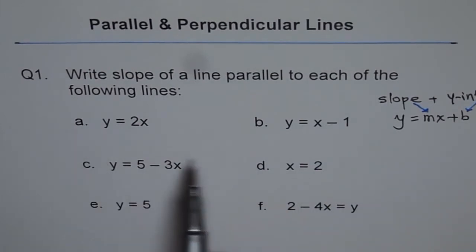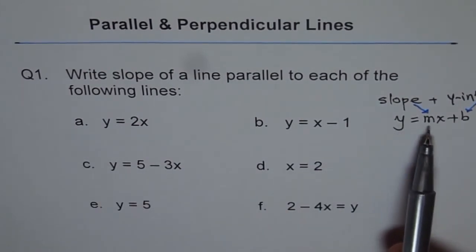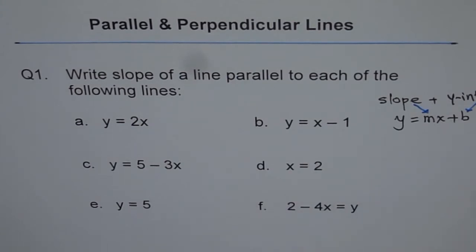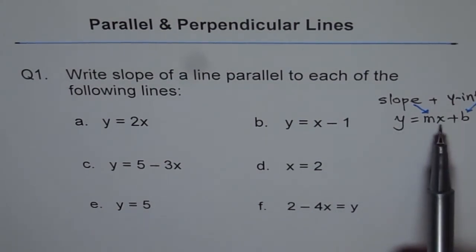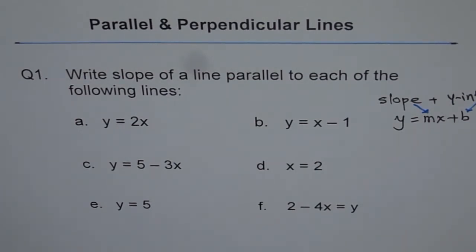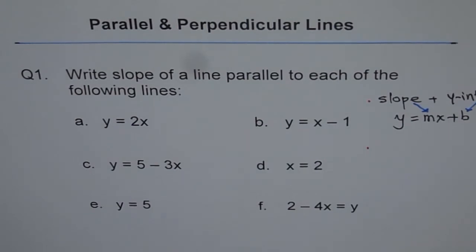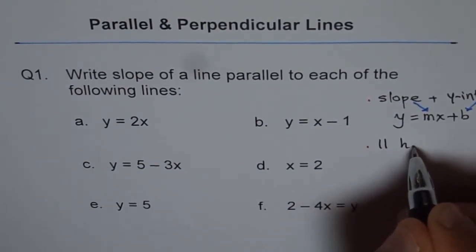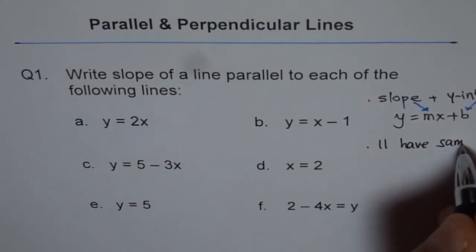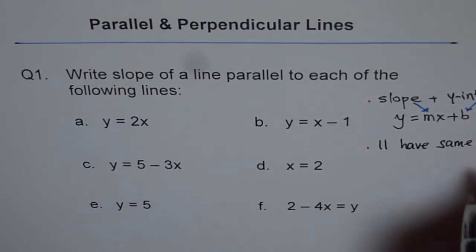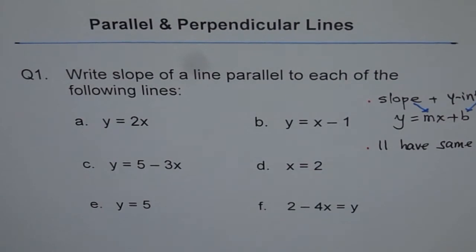If you can write your equation in the form y equals mx plus b, you can directly read the slope from the equation. That's the whole concept. So for this question, I would like you to see the equation in this slope-intercept form, y equals mx plus b. That will give you the slope of the line. The second thing you want to know is the slope of a parallel line. Parallel lines have the same slope. These two things should help you answer all these questions.